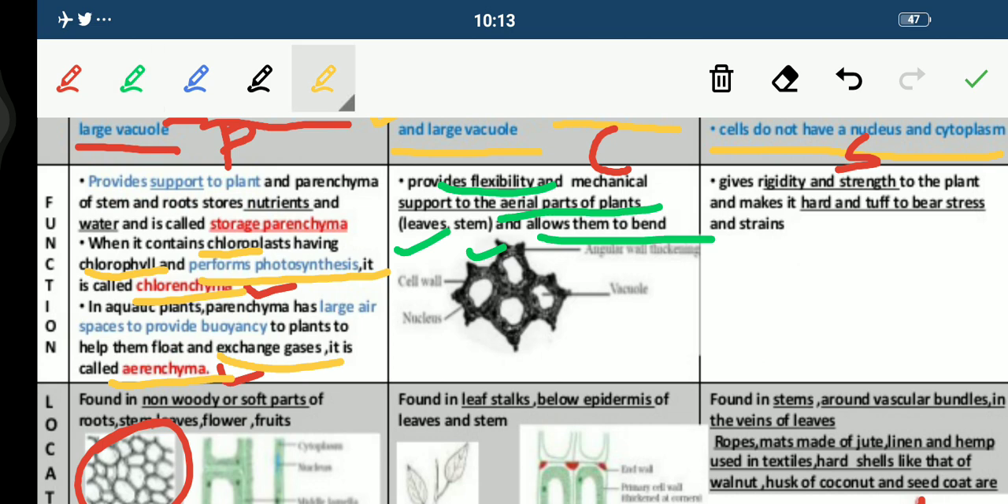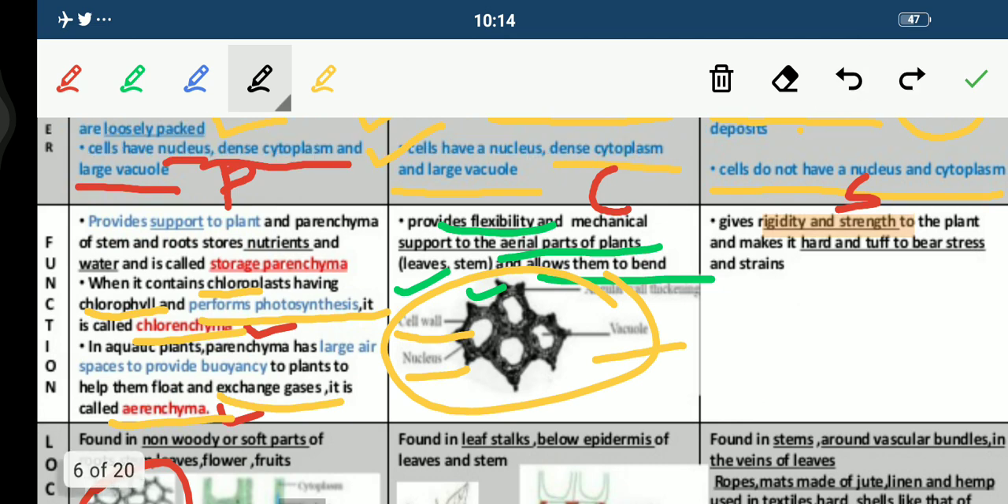So you can see here, this looks like something like this. So they have cell wall, nucleus, and a large vacuole. Fine. The last one we have is the sclerenchyma, students, which gives rigidity and strength to the plant. And if it is giving rigidity and strength to the plant, it makes it hard and tough to bear stress and strain.